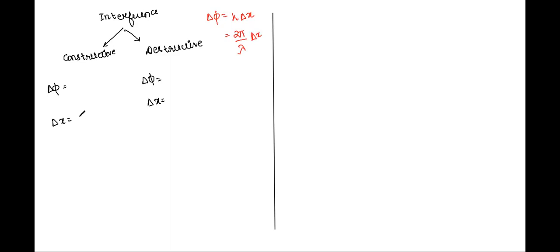Now, suppose I say in constructive interference, path difference is n lambda. And in destructive interference, it is n plus 1 by 2 lambda, or I can say an odd multiple of lambda by 2, right? Can all of you find out what will be the phase difference respectively for constructive and destructive?